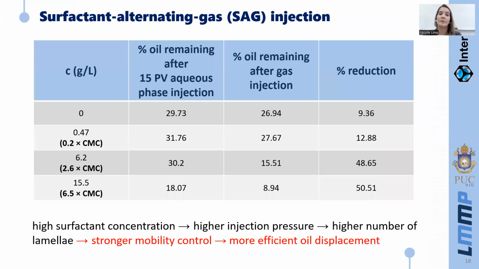Now here we are comparing the amount of oil remaining after each step. Here we can see the concentration from 0 to 6.5 times the CMC. And we can see here that the percentage of reduction in the oil remaining increases as we increase the surfactant concentration. So this higher surfactant concentration leads to a stronger mobility control and a more efficient oil displacement.